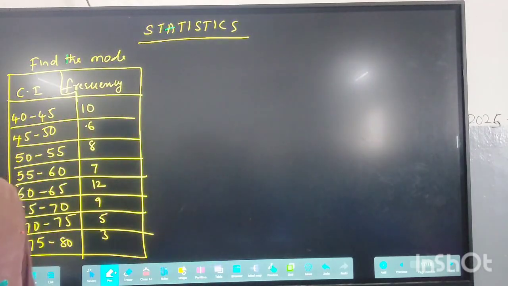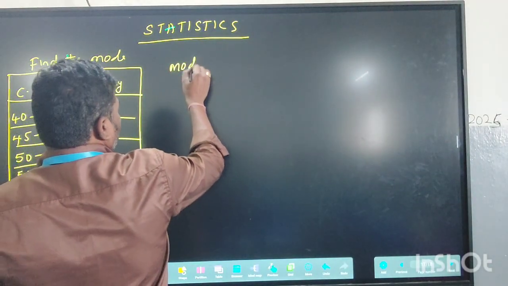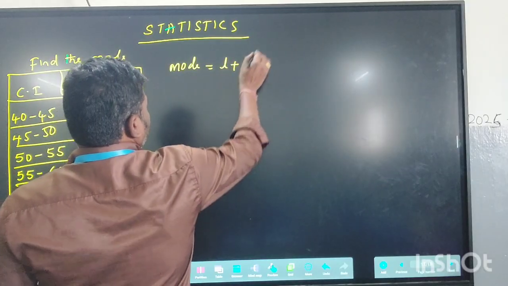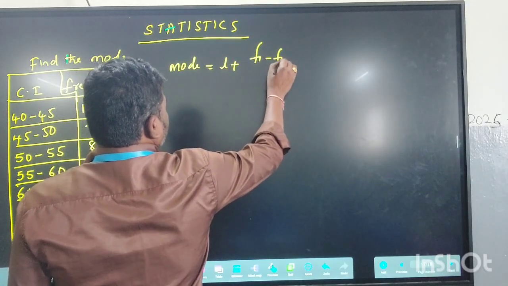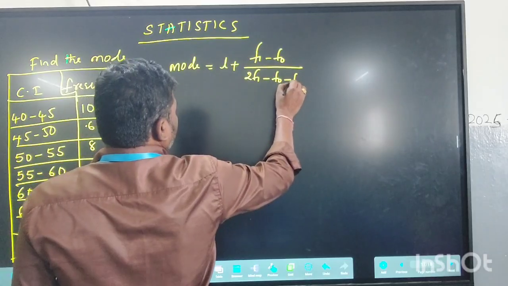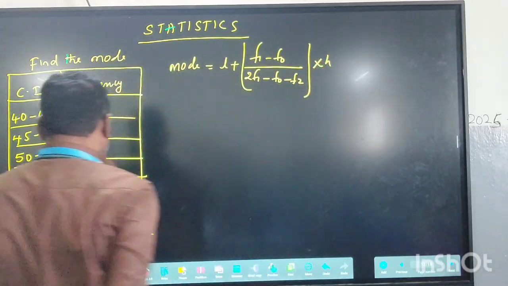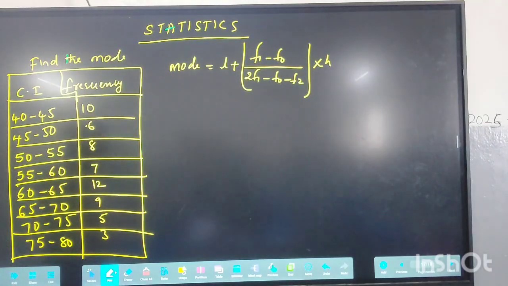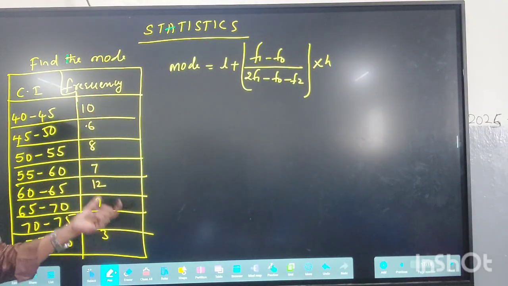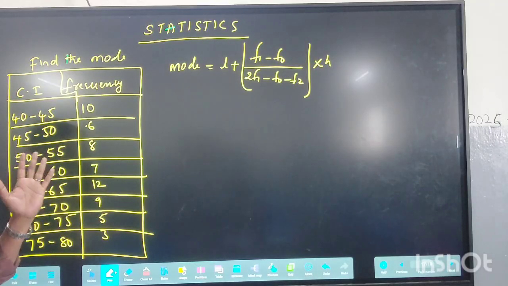Mode formula what? Mode equals L plus (F1 minus F0) divided by (2F1 minus F0 minus F2), into H. Right? Now here in these frequencies, which one is the highest value? Write that value first, F1.